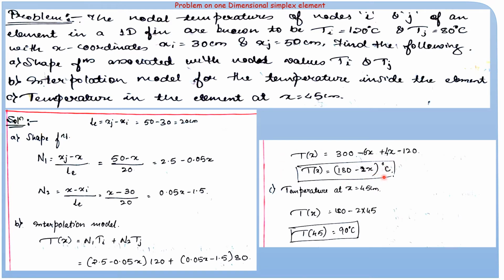Now using this equation, you can find the temperature at any distance. So what is asked in the question here? You have to find the temperature in the element at a distance x equal to 45 centimeter. So if you substitute x equal to 45 centimeter, you will get T of 45 equal to 90 degree centigrade. So this is the problem on one dimensional simplex element.